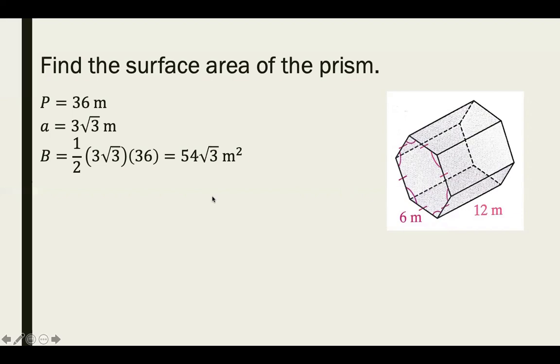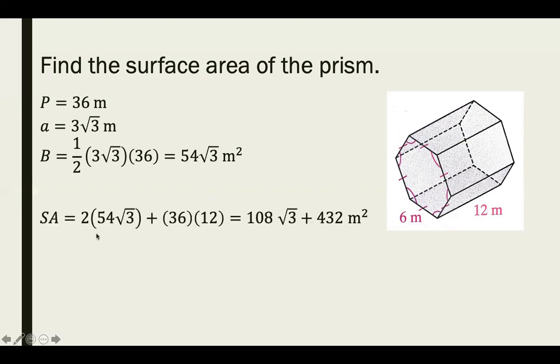And now we need to plug all this stuff into our formula. 2B plus perimeter times height. Perimeter of 36, height of 12. If we do all of this, we get 108 times the square root of 3 plus 36 times 12. We get this number. This would be an exact answer. If we want an approximate answer, we can plug that into our calculator and get 619.06 meters squared.